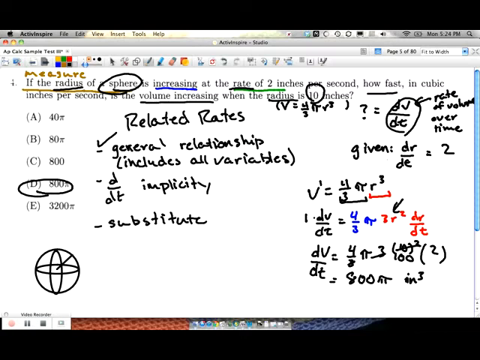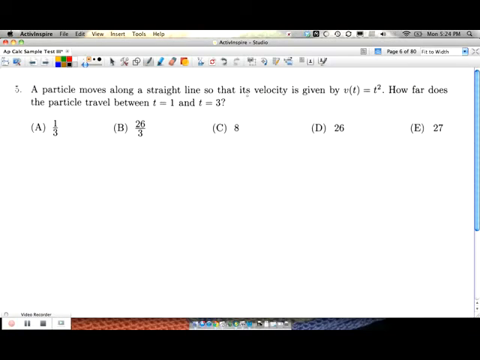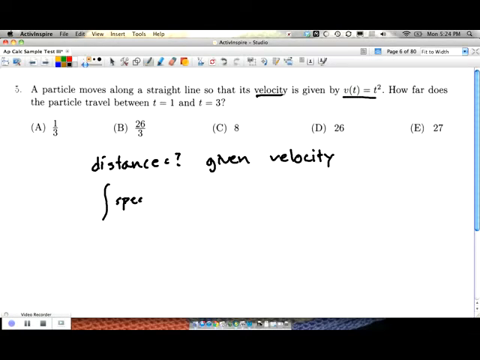A particle moves along a straight line so that its velocity is given by here. So automatically they're giving us velocity. It says, how far does the particle travel between t equals 1 and t equals 3? So it's asking us about distance. Distance equals what, given velocity? Well, distance is really the integral of speed from a to b. And speed is really the absolute value of velocity.